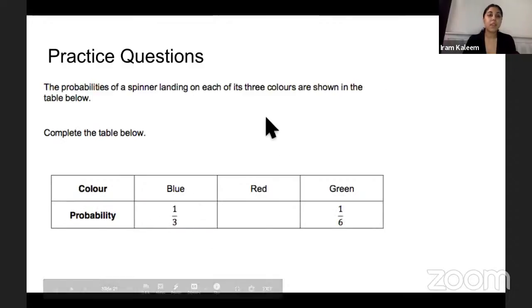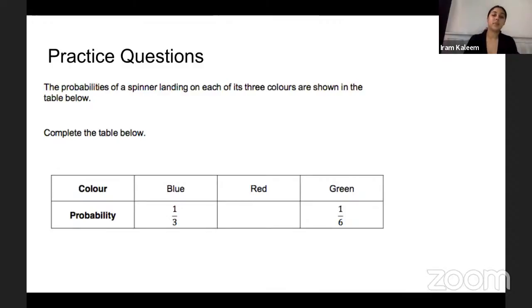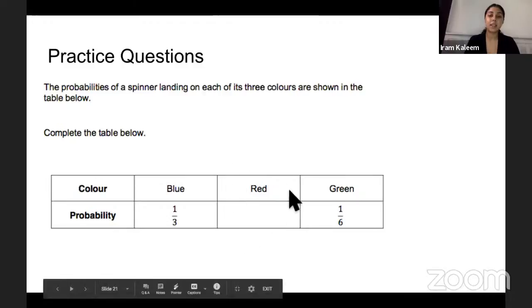Okay. The probabilities of a spinner landing on each of its 3 colors are shown in the table below. Complete the table. So the key here is we're using the idea that all probabilities add up to 1. So bearing that in mind, I'll give you a minute to have a go at this question. You're working out the missing probability here. What's the probability that this spinner lands on red?